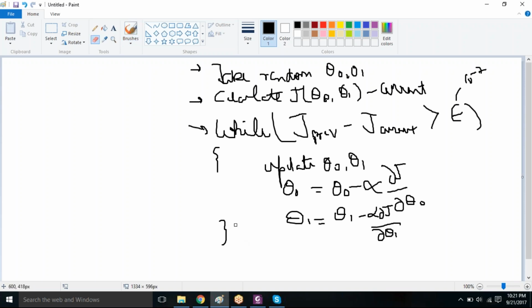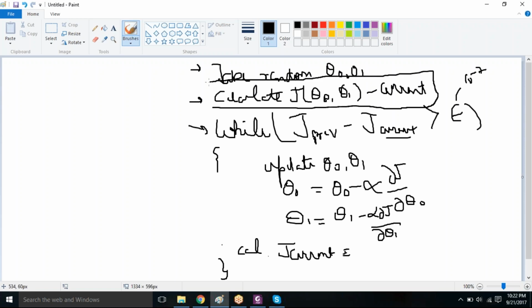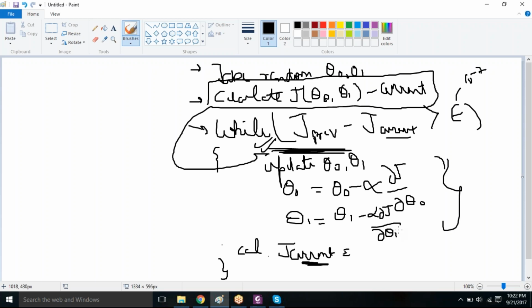And you will calculate your J current again. Then again you will go to this loop. You will see this updated theta naught and theta 1. I mean this J current and J previous will be from the previous theta naught and theta 1. So basically what you can do, this step, you can put it here. That will be your new current, and this will be your old current, previous. So basically you have to maintain two variables for that. And then you will go on checking this and you will be updating your theta like this. Now, here the weird thing which you saw is this.